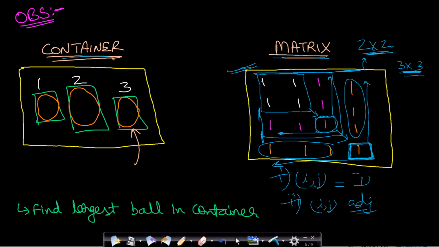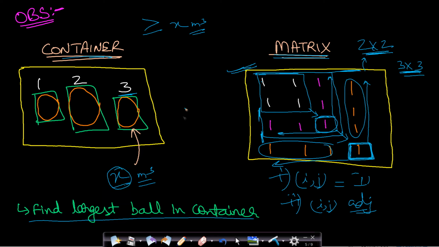Let us say we have a bigger container and inside that we have 3 different containers. Now we are told only about this container 3, that it has a ball which is having a volume of x meter cube. Now your goal is to find the largest ball in the container, that is the ball with the highest volume. Now you can be sure that your largest sized ball will have volume greater than or equal to x meter cube, since you already know that one of the balls has x meter cube.